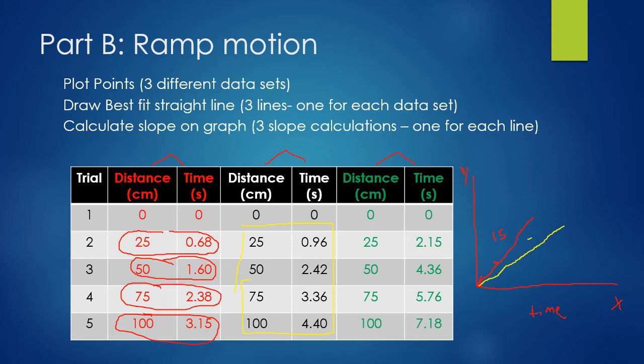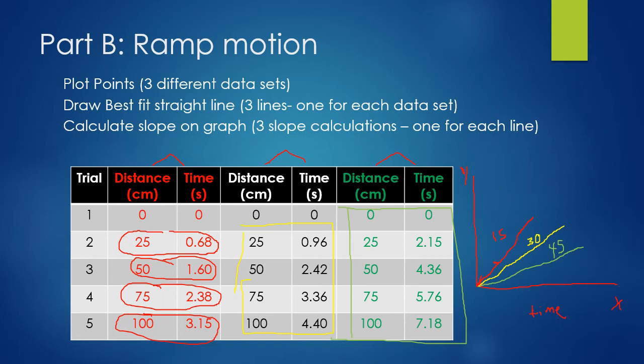So this would be my 30 centimeter elevation. You will then calculate the slope for that line. Your last data set in green here, plot those on the graph in the same way that you did the other 2. Draw your best fit straight line through them, and then this will be your line at the 45 centimeter elevation.